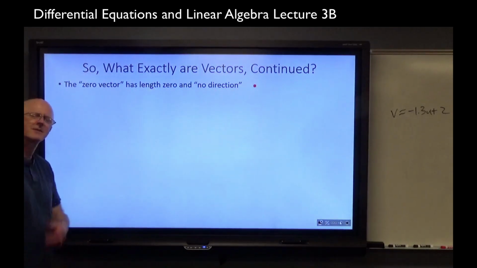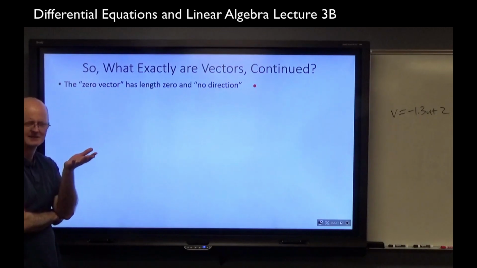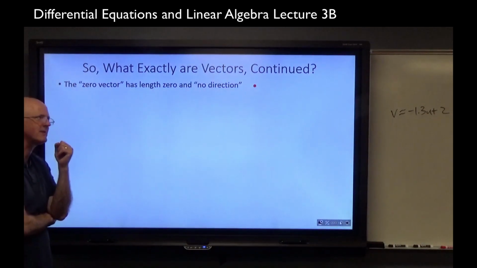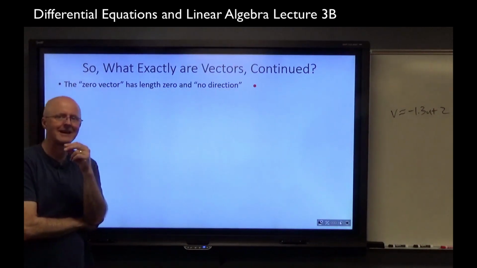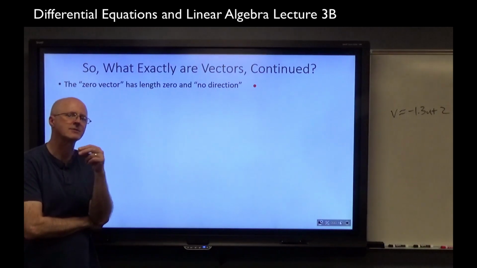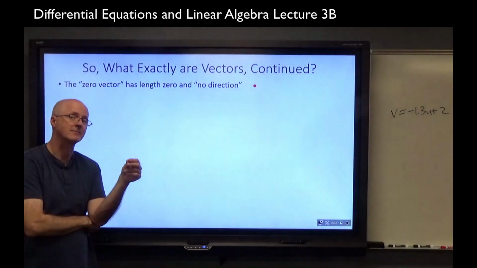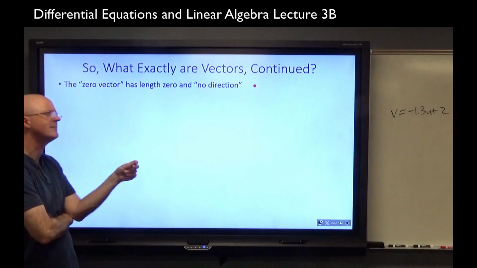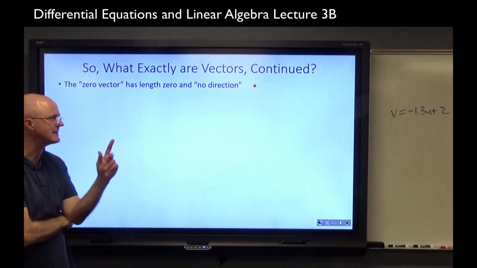Why would we call it the zero vector? I mean, it makes some sense. It's based on the algebra of vectors. It acts as what's called an additive identity. When I add the zero vector to any other vector, I get that other vector back. Which begs the question, how do you add vectors? That's coming in a minute.